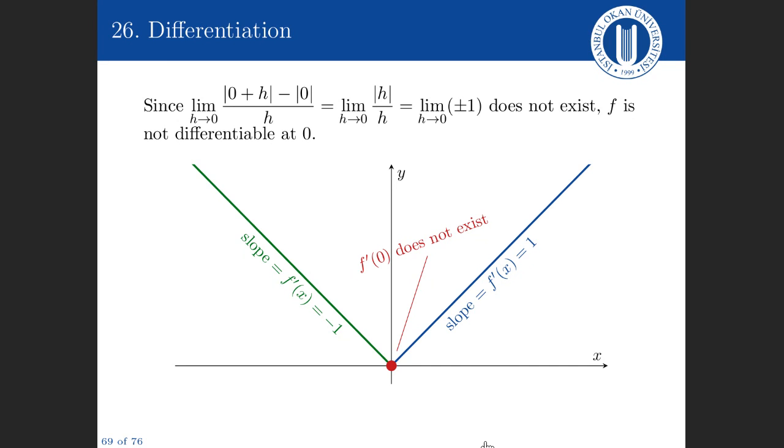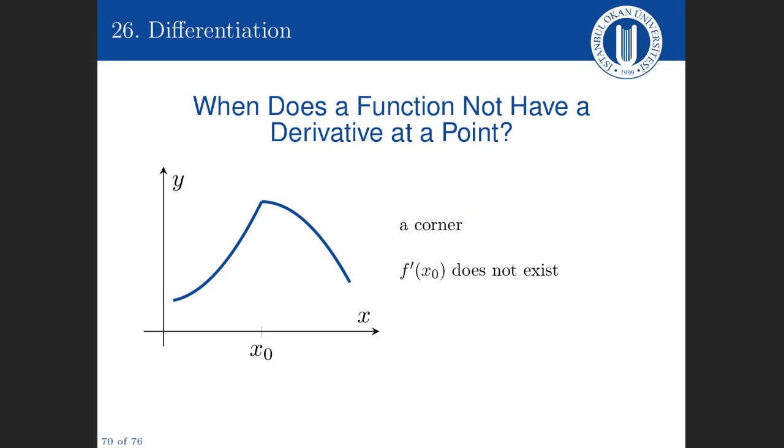Here's a graph of the absolute value of x. The left part, the green part, has slope minus 1. The right part, the blue part, has slope equal to 1. And in the middle, at the red point, the derivative does not exist.